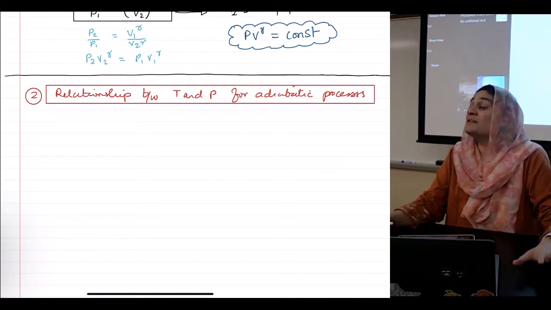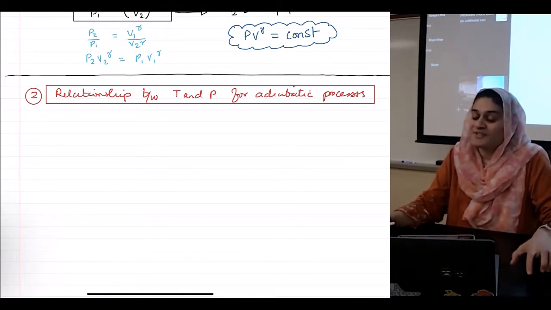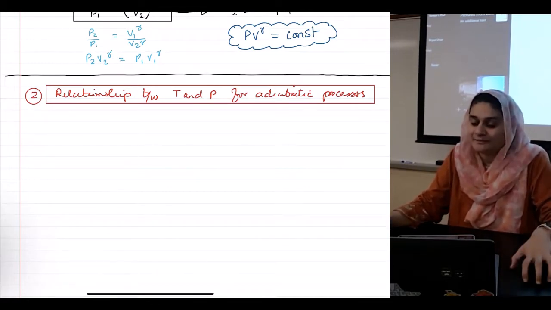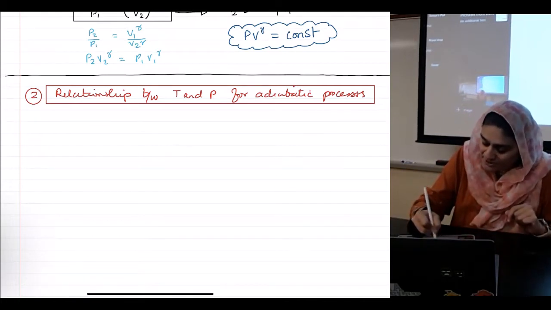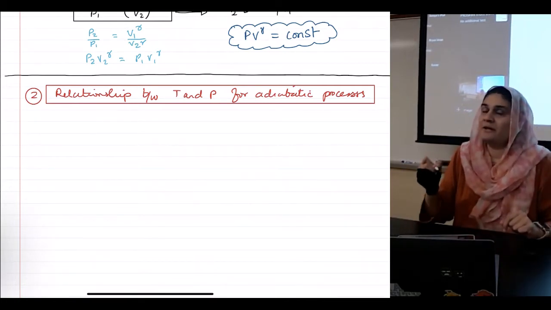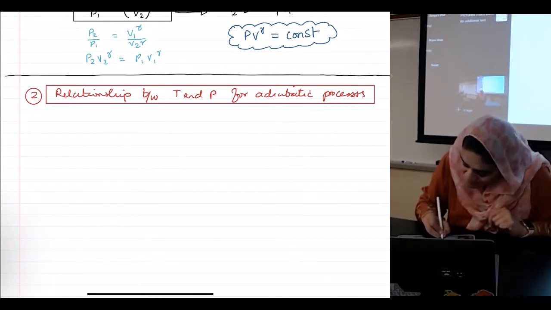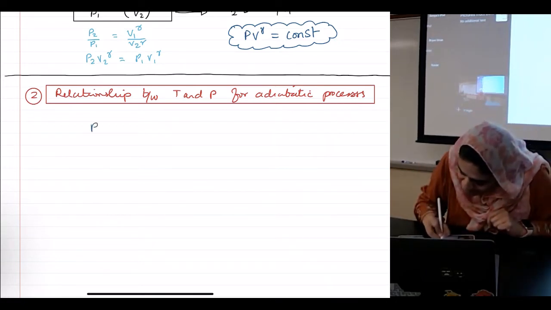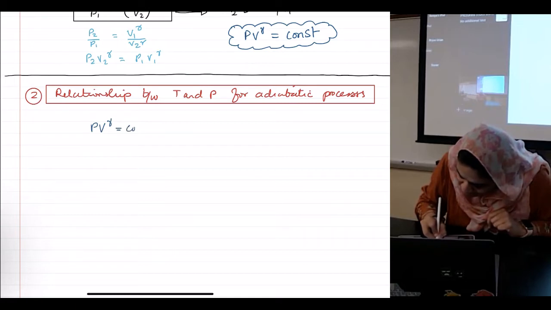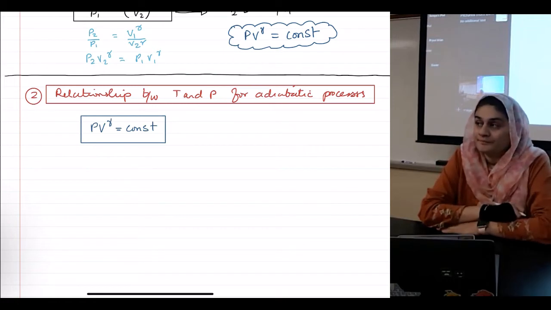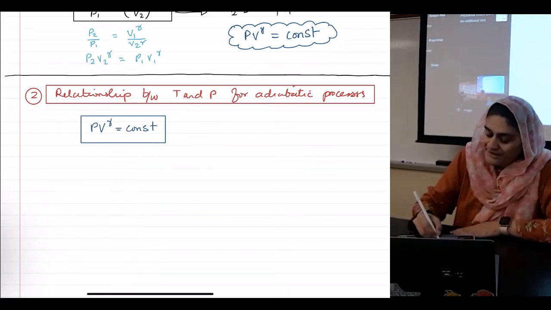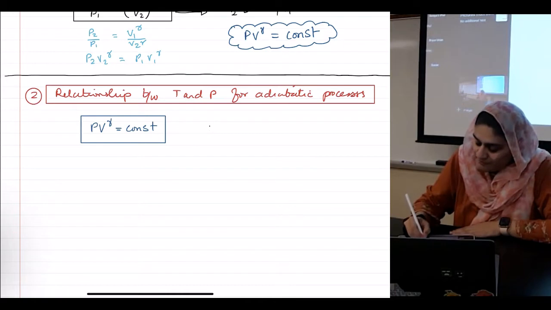Okay, so now let's try to develop the same thing for P and T. And we have a shortcut that you guys may or may not have for homework, but it's fun. Okay, so I'm going to start from that equation that we just developed. This is an ideal gas situation.